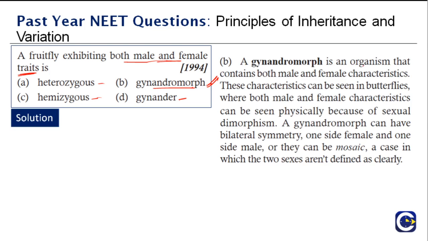A gynandromorph is an organism that contains both male and female characteristics. Okay, it is very important that you remember it contains both male and female characteristics or traits. These characteristics can be seen in butterflies, where both male and female characteristics can be seen physically because of sexual dimorphism. A gynandromorph can have bilateral symmetry, one side female and one side male, or they can be mosaic. Okay, a case in which the two sexes aren't defined as clearly. So the correct answer here is B.